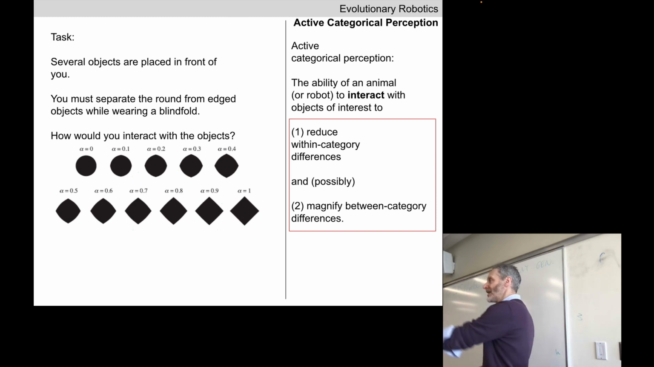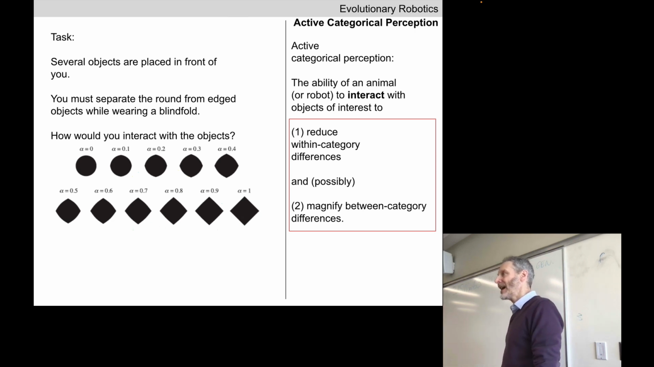I took one of these 11 objects at random, put it in front of you, you reached out, put your hand on top, and moved your hand left and right. What would happen? You're now interacting with these 11 objects. The 11 objects themselves don't have a category. There's no boundary between the round and edged objects here. What happens if you started interacting with these objects in the way I described?